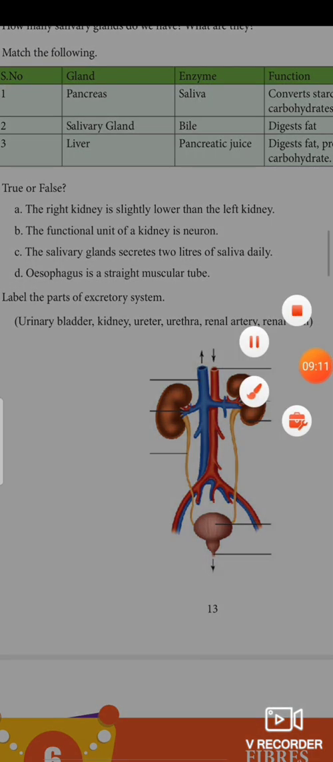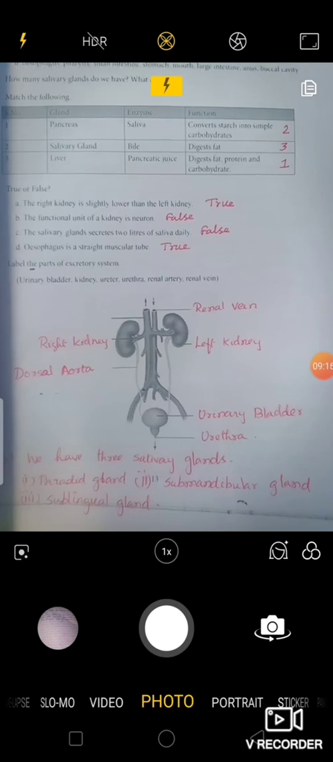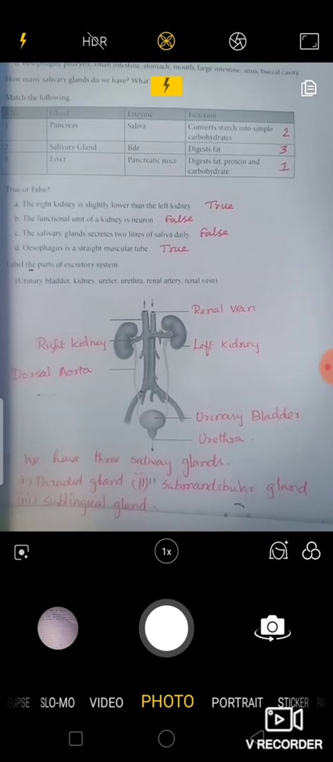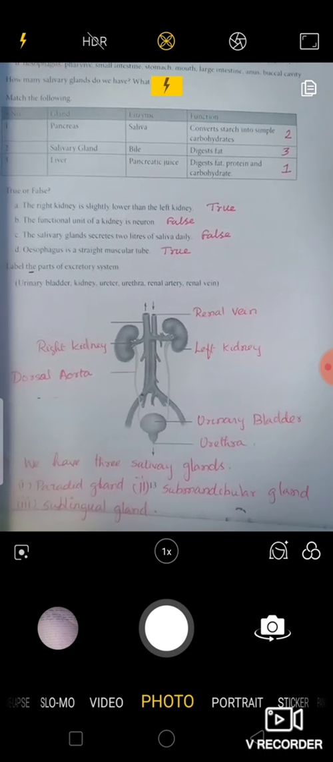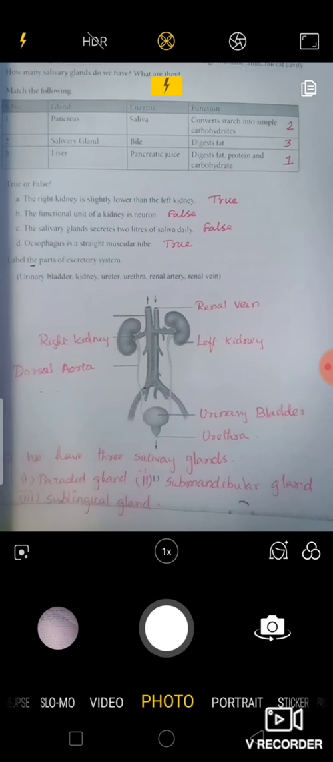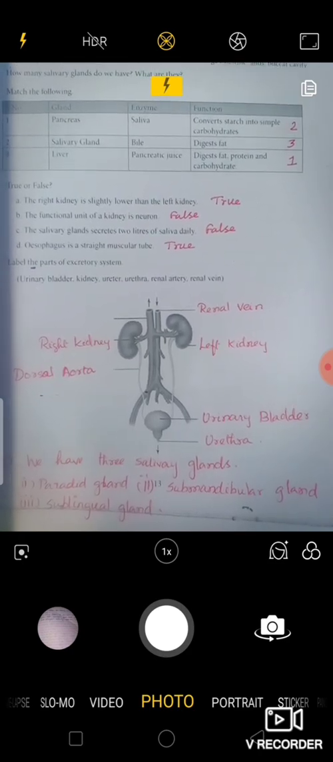I will show you the answers. So see the answers. First one is renal vein, left kidney, right kidney, urinary bladder, urethra. Like that, the parts I have marked, so see the parts also.